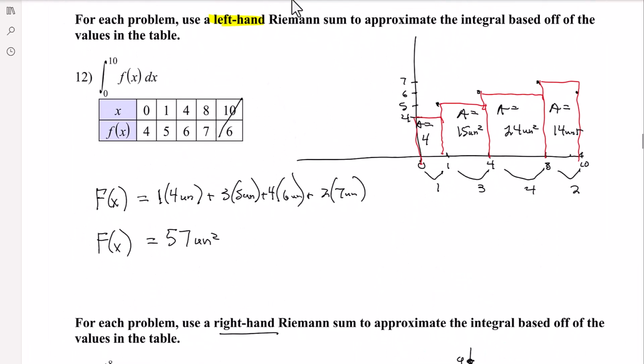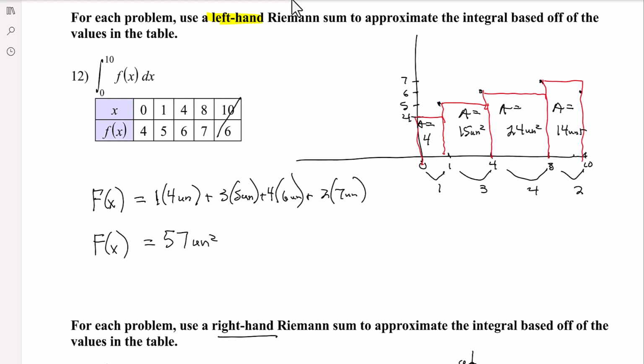Okay, so now we're back to what if we don't have the graph? We just have the table. Well, if it's the left hand, we just cross that off. And then what you're going to notice is between 0 and 1, that's a length of 1 unit, right? And what we care about is the left height. So this is the left height, left height, left height, left height, right?